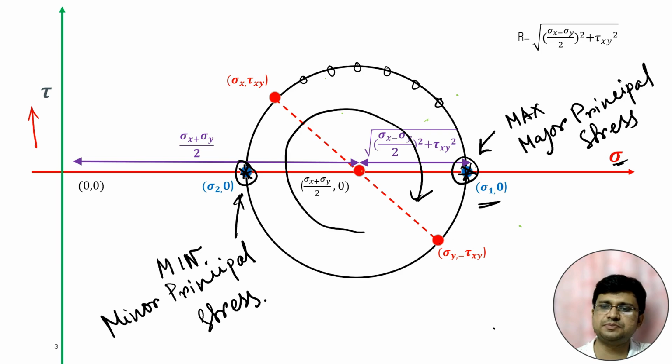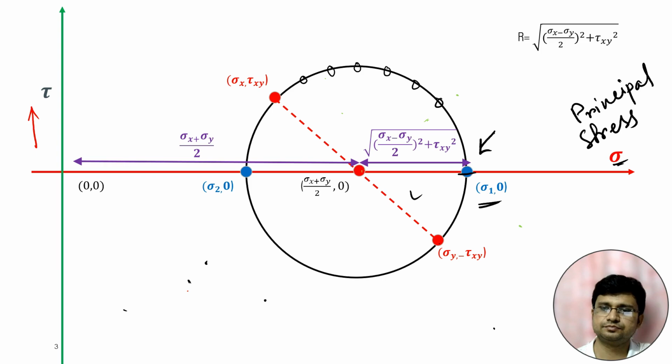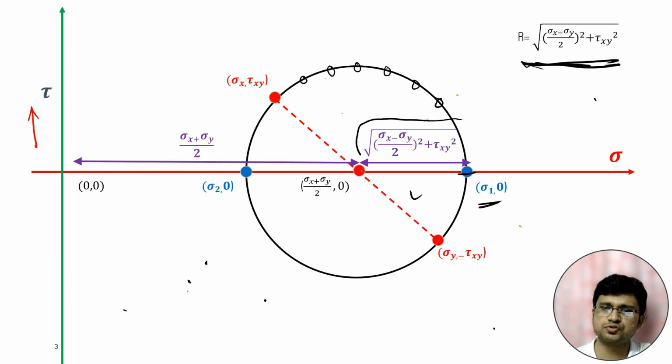And what will be the value of major principal stress and minor principal stress? That is also very simple actually. We know the value of the radius of Mohr-Circle. This is the radius of Mohr-Circle. Now we know the coordinate for the center of Mohr-Circle. We know that the coordinate is sigma x plus sigma y by 2, 0. So from the origin, the value of sigma for the center of the Mohr-Circle is sigma x plus sigma y by 2.